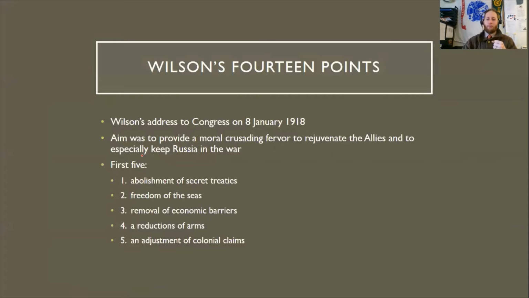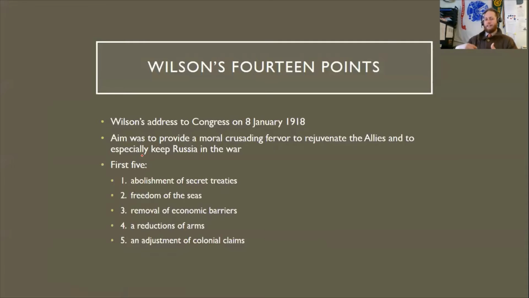Hopefully to help prevent another war like World War I, where all these countries were popping out of the woodwork to declare war on each other. We have freedom of the seas. This was a direct attack at German submarine warfare and the British blockading Germany so that there could be free trade, at least across the ocean. Removal of economic barriers to help everyone be more friendly with each other and help encourage international trade to prevent a further war. A reduction of arms, so de-armament across the nations, and an adjustment of colonial claims.